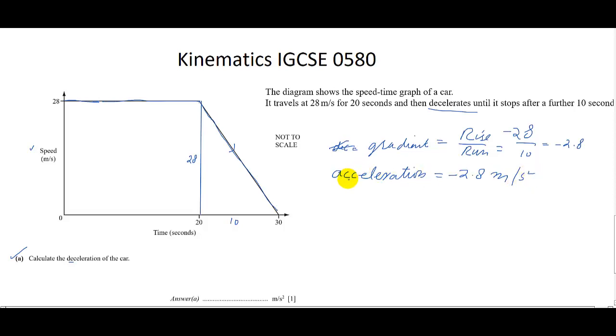But when we use the word deceleration, we ignore the negative sign, because it is understood that the meaning of deceleration is negative acceleration. So we will use in this case plus 2.8 meters per second squared. So the answer is 2.8 meters per second squared.